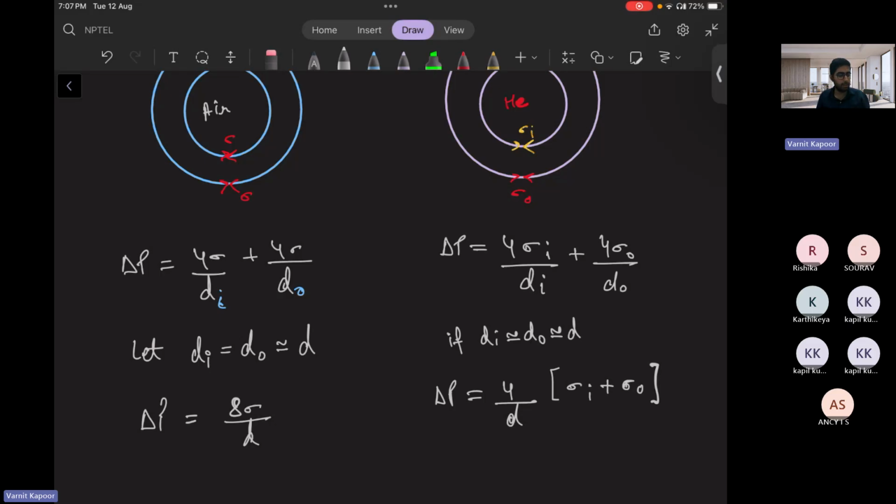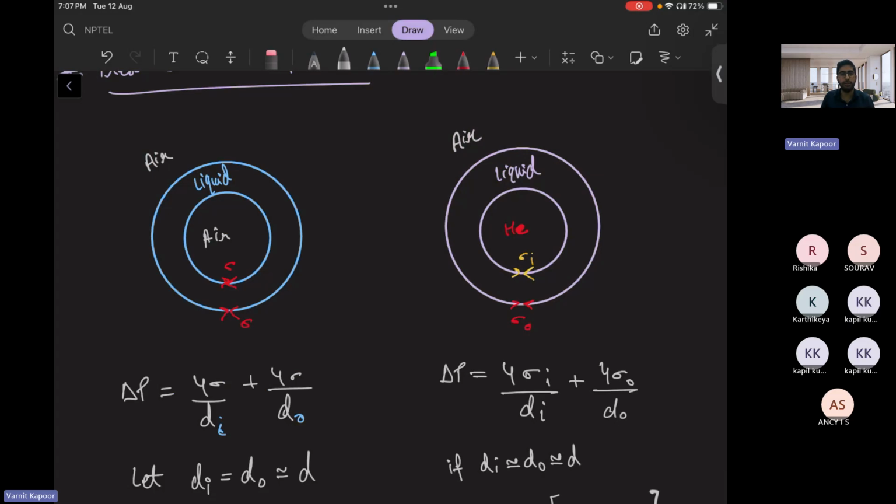All right, clear on this expression? If you have different gases inside and outside, then the scenario will be different for different surfaces. I hope it is clear. Any doubts? Please ask if you have any doubts. Rishika, Saurav, Kartike. Yeah, no, sir. Ansi, do you have any doubt? Kapil? Okay, great.